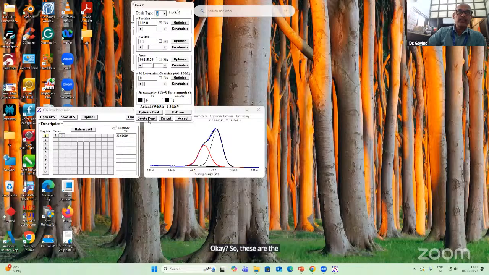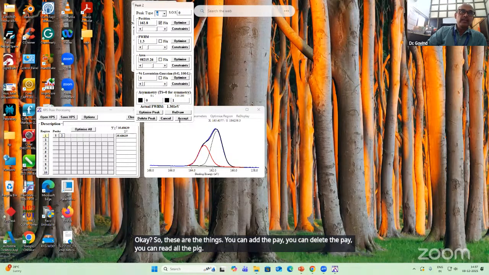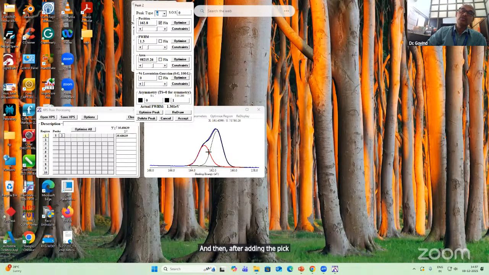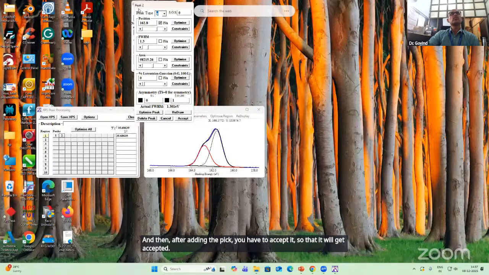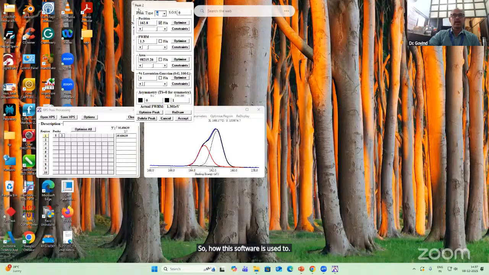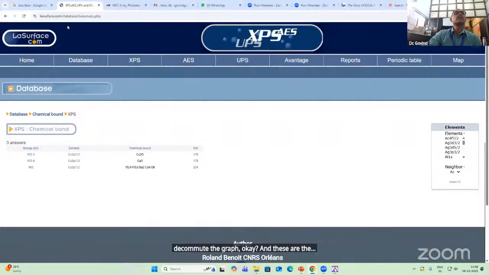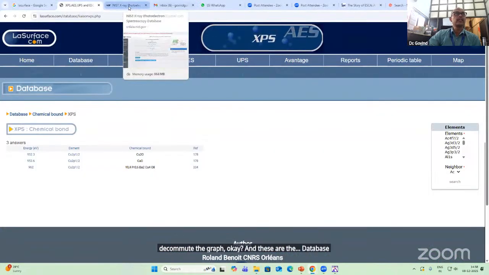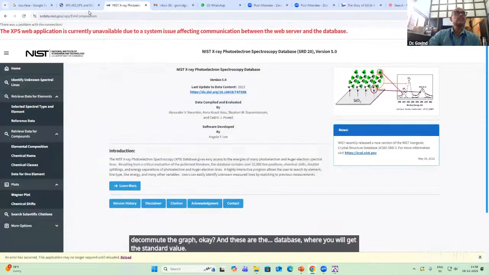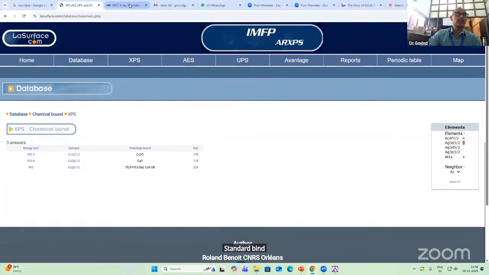You can add a peak, you can delete a peak, you can read all the peaks. And after adding the peak, you have to accept it so that it gets accepted. So this is how the software is used to plot and deconvolute the graph. And these are the databases where you will get the standard binding energy of that particular compound. So that's all from my side.